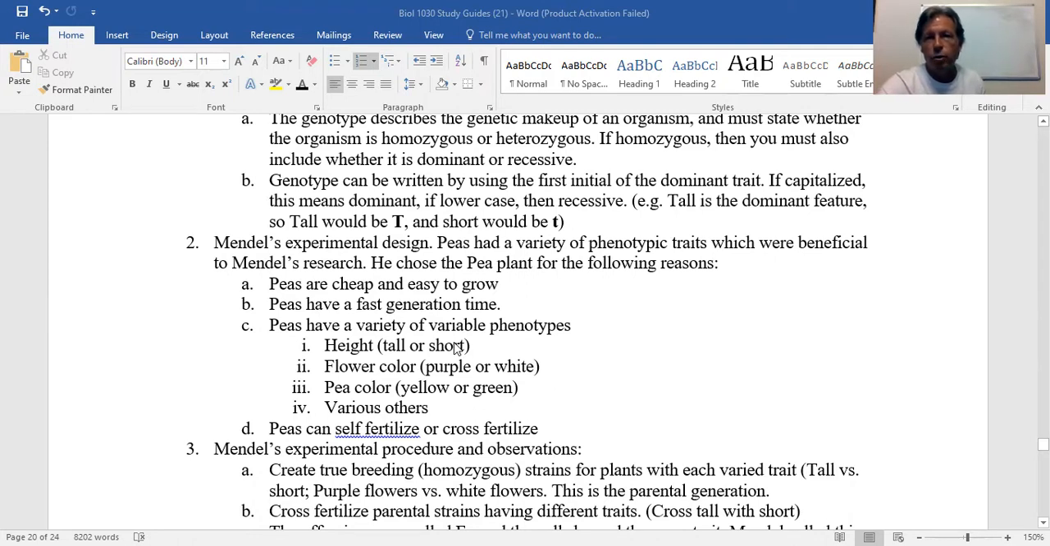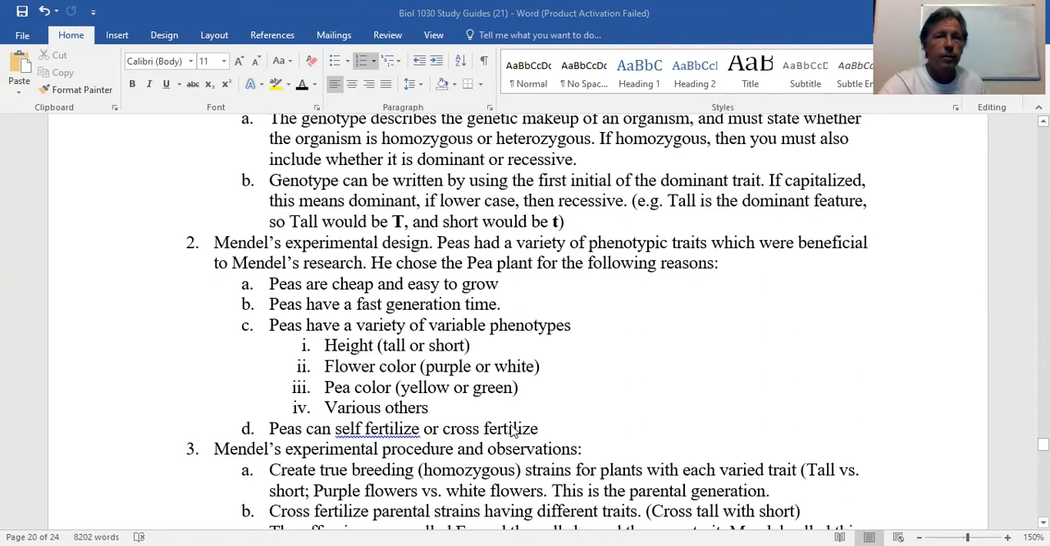And these ideas are more important than you spending a lot of energy memorizing the detailed facts. If you go into plant genetics, you will have plenty of time in the future to learn all the details that you need to have. But generally speaking, cheap and easy to grow, fast generation time, a variety of phenotypes that are easily observable. And that's pretty important, right? Because he didn't have any biochemistry, he didn't have any molecular biology. And then very, very important, peas can self-fertilize or cross-fertilize.